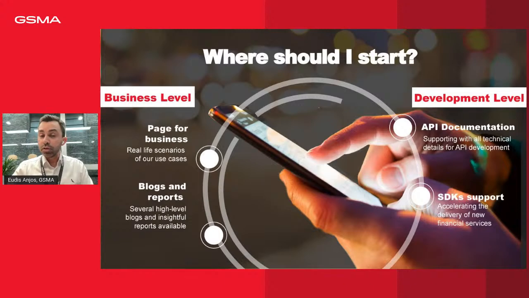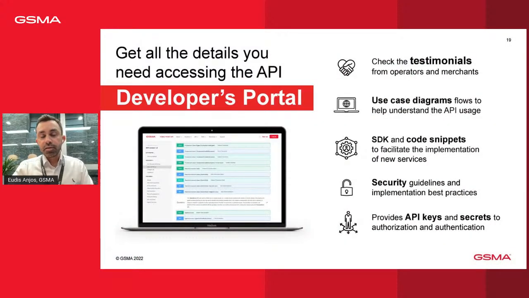You can also find tooling support. As Bart mentioned at the beginning of the presentation, we have SDKs, we have code snippets, and all the material that makes your development easier and supports you during this development process. You can get all of that through our developers portal. Once you access the portal, you see testimonials about other operators and merchants that are currently using the solution, or real situations where the specification and the API could be useful. But also, as I mentioned, you have use case diagrams where you can see the flow that the specification defines for each use case and scenario.